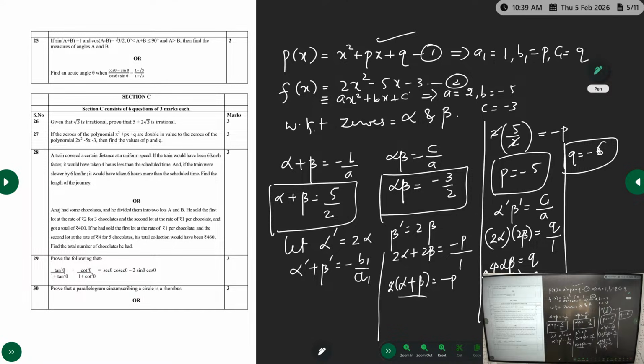Okay, complete. In future also in exam, if you don't know anything, at least with the known polynomial, try to find alpha plus beta and alpha beta value. Minimum 1 or 1.5 marks you will get. And of course, when you are able to solve this, you will get a clear idea how to do the unknown one. So understand the concept.